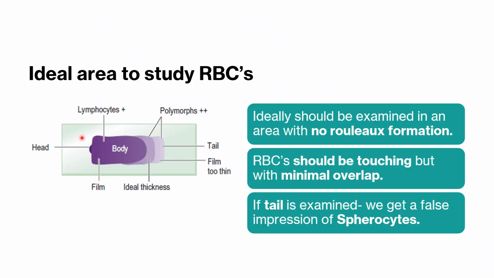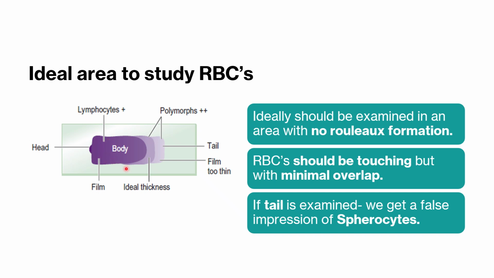So if you see a slide of a peripheral blood smear, the ideal area to study the morphology of RBCs is the neck portion. This is the head area, this is the neck region, and this is the tail portion. So the junction between the two areas, that is the neck region, is the ideal area. In the head portion, you will see a lot of overlapping and a lot of rouleau formation, and no morphology can be appreciated over here.